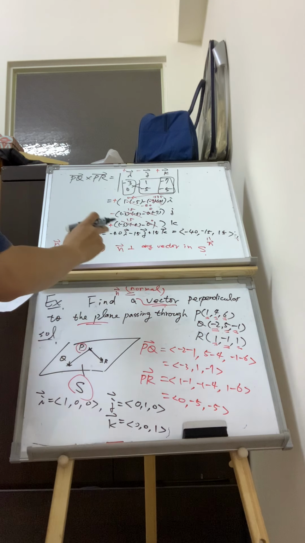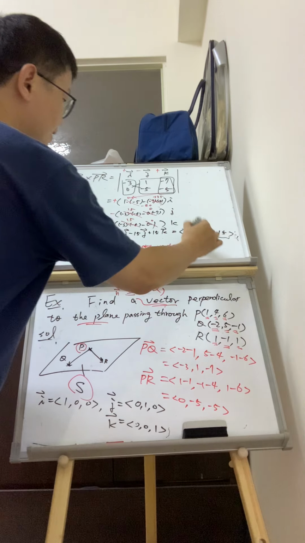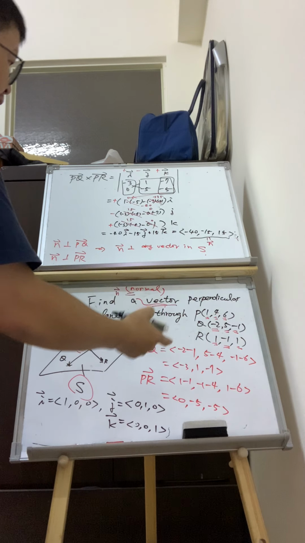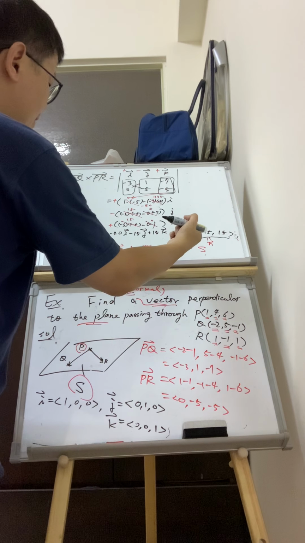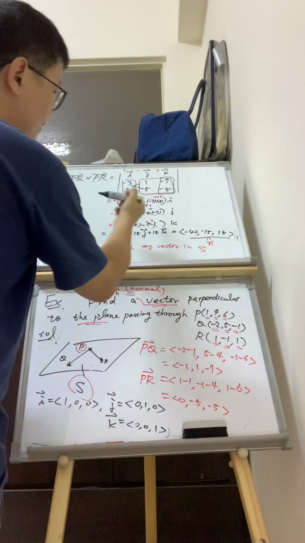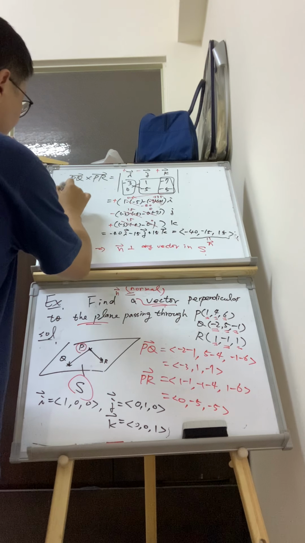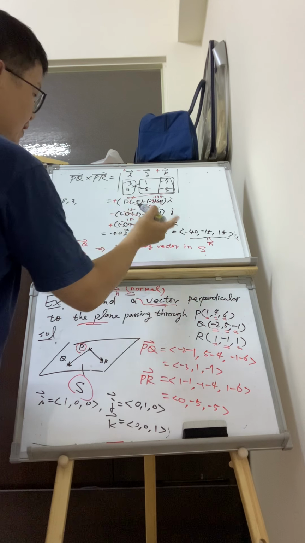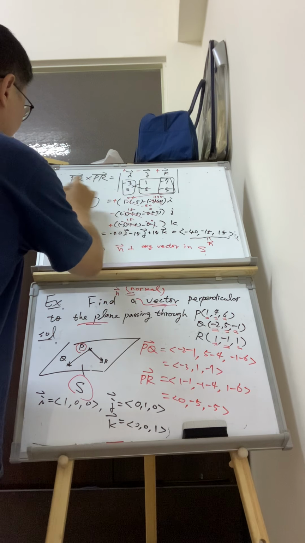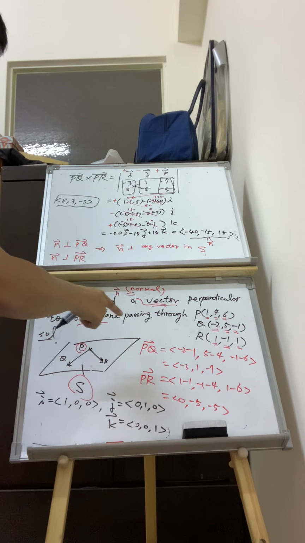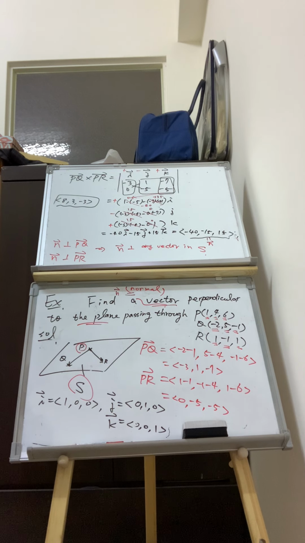Okay, so this vector is perpendicular to the plane passing through PQR. But if I ask you this question: if we divide by -5, you will get 8, 3, -3. Is this vector also perpendicular to the plane passing through PQR?